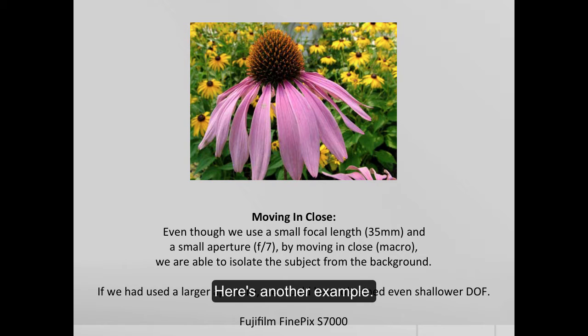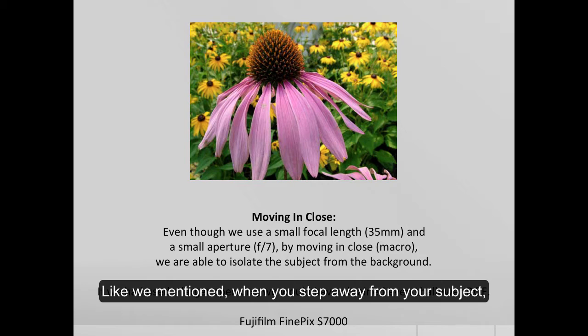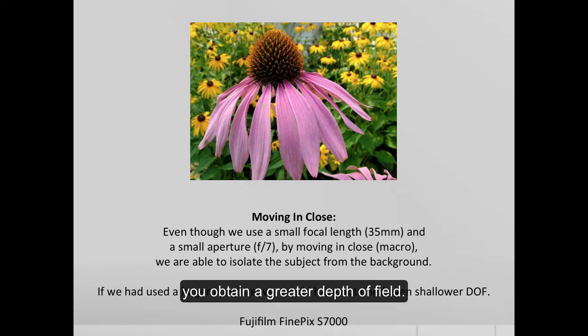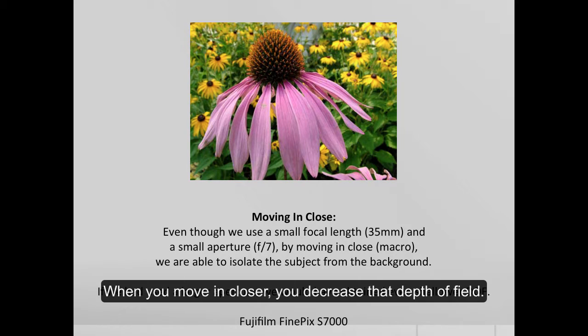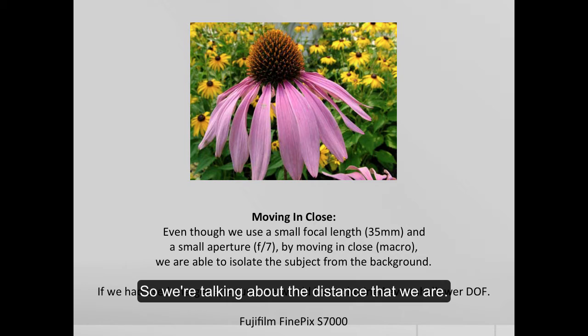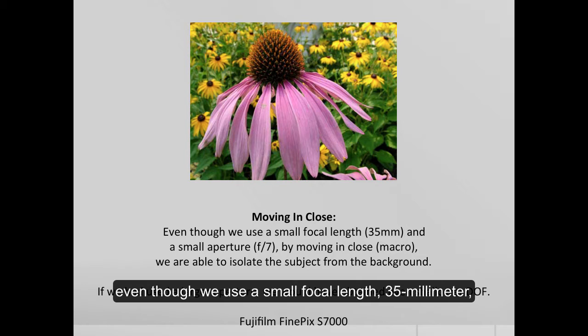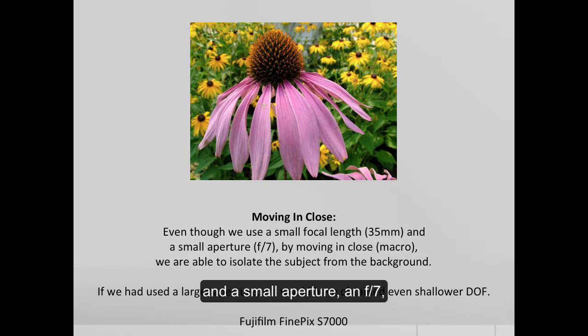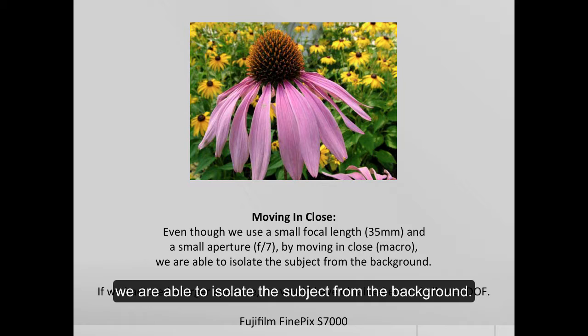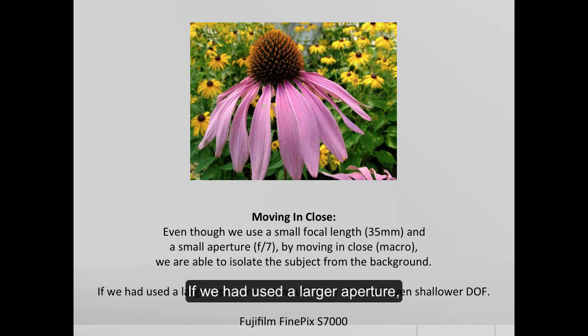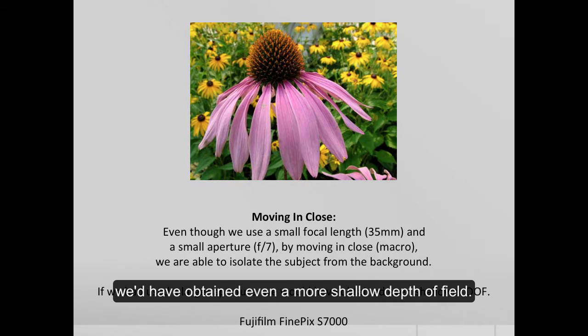Here's another example. So moving in close versus stepping away. Like we mentioned, when you step away from your subject, you obtain a greater depth of field. When you move in closer, you decrease that depth of field. So we're talking about the distance that we are. So in this case, moving in close, even though we use a small focal length, 35 millimeter, and a small aperture, an f7, by moving in close using macro, we are able to isolate the subject from the background. If we had used a larger aperture, we would have obtained an even more shallow depth of field.